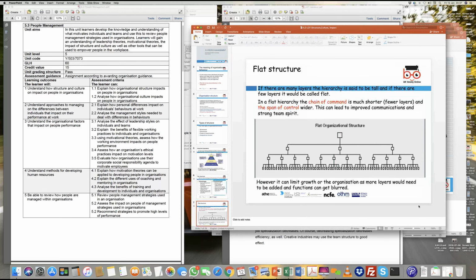Okay. The other type of structure that we look at is a flat or a matrix structure. Now, if you see what has been given in this particular figure, there's a bit of a hierarchy, but the hierarchy also branches out into further hierarchies.